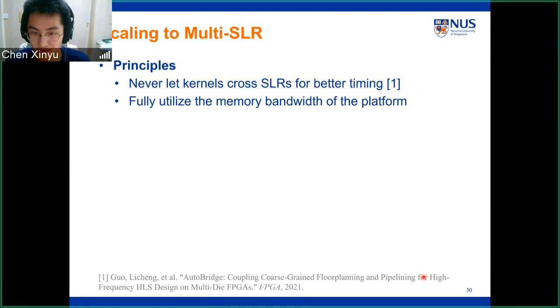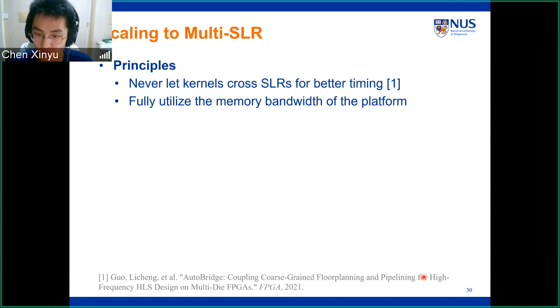Basically, current FPGAs are very complex. They have multiple SLRs and multiple memory channels located in different SLRs. However, there are also some challenges, like crossing SLRs will result in very bad timing, right? Because the delay is longer. So we have a principle that we do not let kernels cross SLRs, to ensure very good timing.